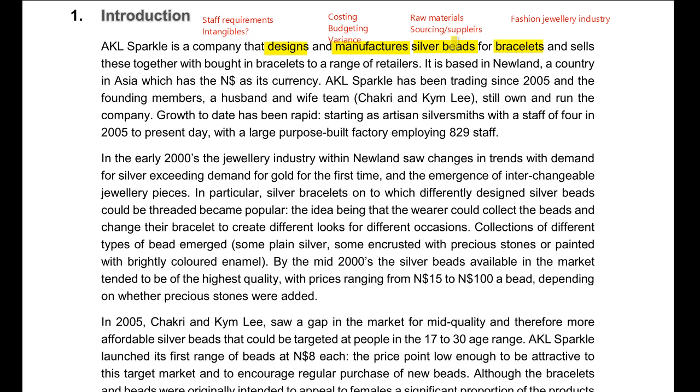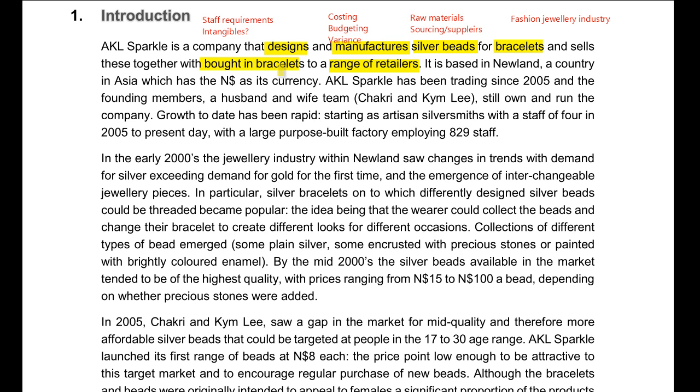Okay, so they design and manufacture silver beads for bracelets. Now, it's just the silver beads they manufacture. From the next line, we see that actually the bracelets are bought in and they are sold alongside the beads. So Sparkle make the beads, they buy in bracelets, and they sell those in combination to a range of retailers. So some more key information is coming up here. They sell these together with bought-in bracelets, so we know they're buying in finished goods. They're not making those bracelets themselves.